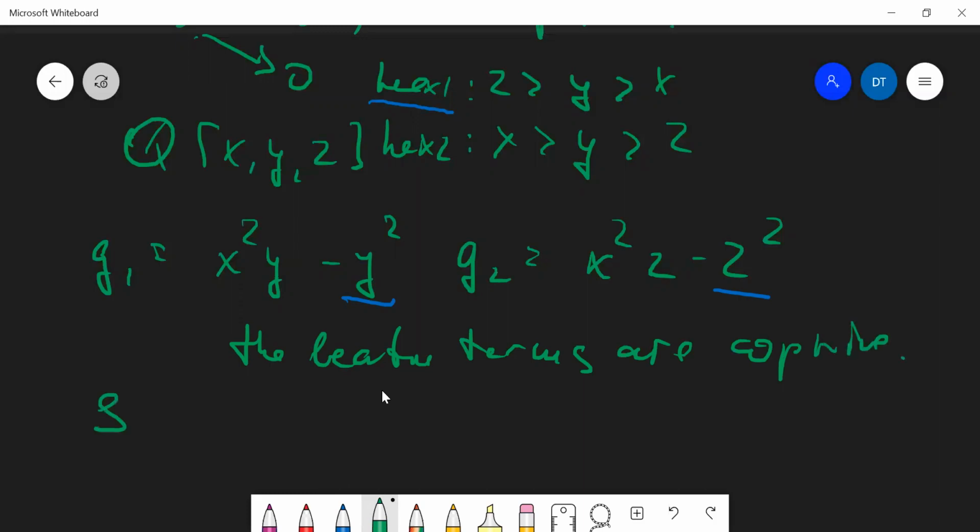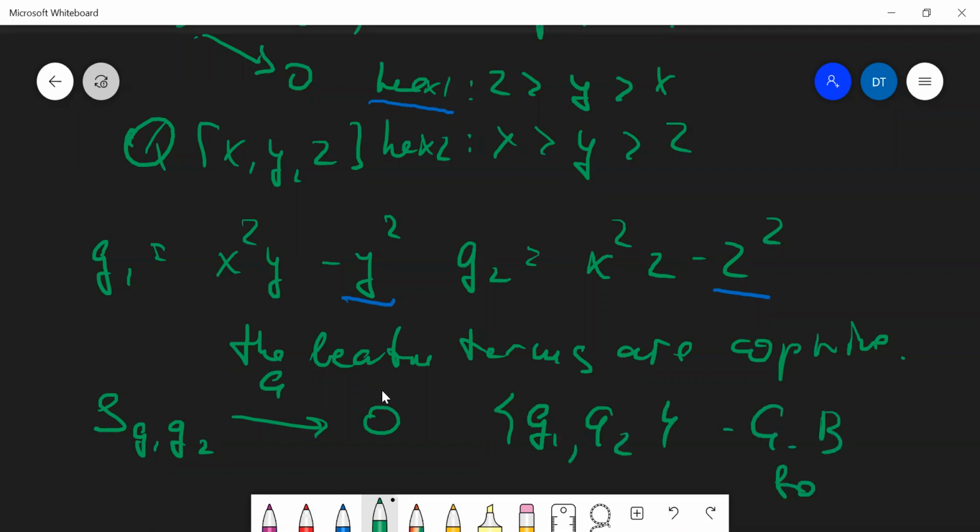So you can compute it by hand, but you will get that the S polynomial is reducible to zero. So this is a Grobner basis. G1 and G2 is a Grobner basis for lex one. Okay.